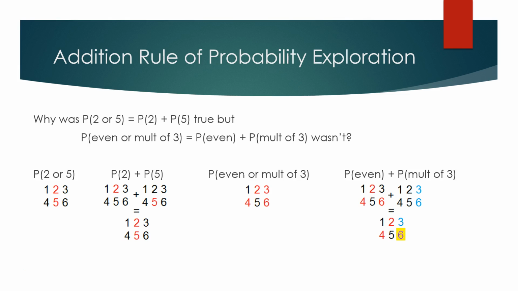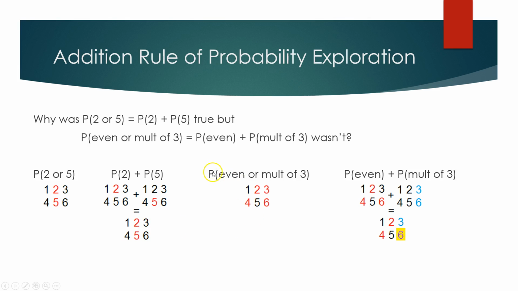Well, I'm sure you were just dying for a visual here. So the first one, probability of 2 or 5. The red numbers are what qualifies out of 6. With the second one, the probability of 2 plus the probability of 5, we have a 2, we have a 5, and we put them together.